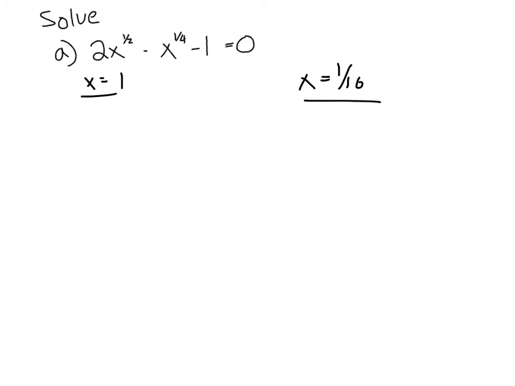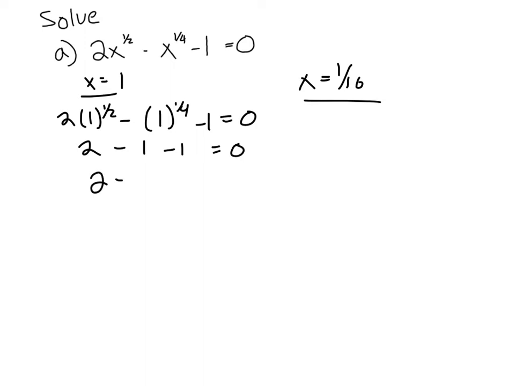So if I were to plug in x equals 1, I'll have 2 times 1 to the 1/2 power minus 1 to the 1/4 power minus 1 equals 0. So 1 to the 1/2 power, 1 to any power is just 1, so this is going to be 2. And then this one will be 1, this will be 1, equals 0. So 2 minus 2, basically. -1 minus -1 is -2. And so 0 equals 0, check.